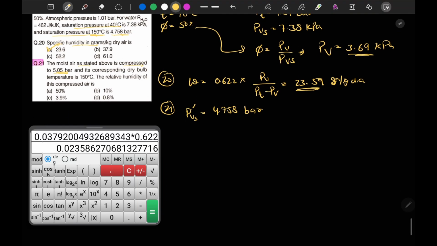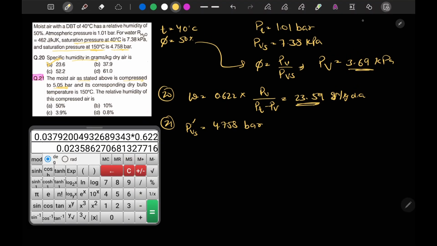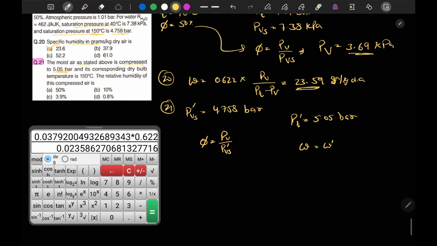Now it is mentioned that PT dash will become 5.05 bar. Now if I have to calculate the value of relative humidity, that is phi, phi will be given by PV by PVS. Now this PVS will be a new one. To calculate the value of PV, we can use omega is equal to omega dash. In both cases our water will remain the same, because there is no condensation, so the water content will remain the same.